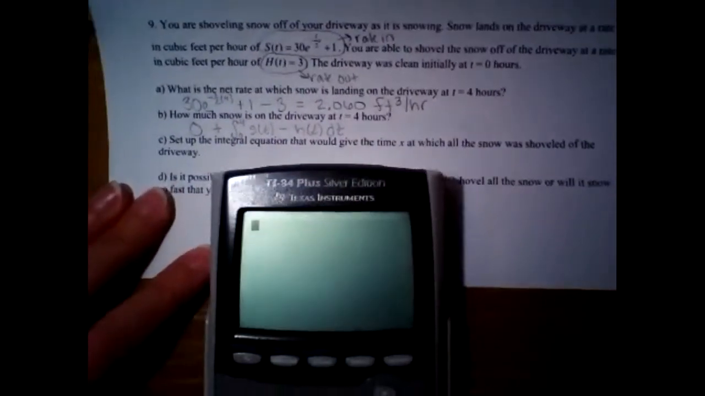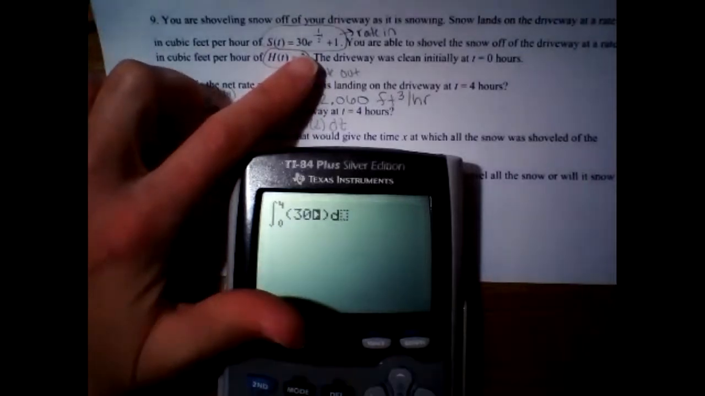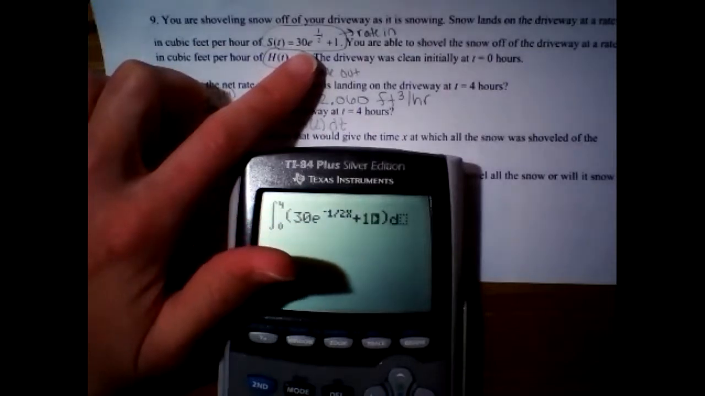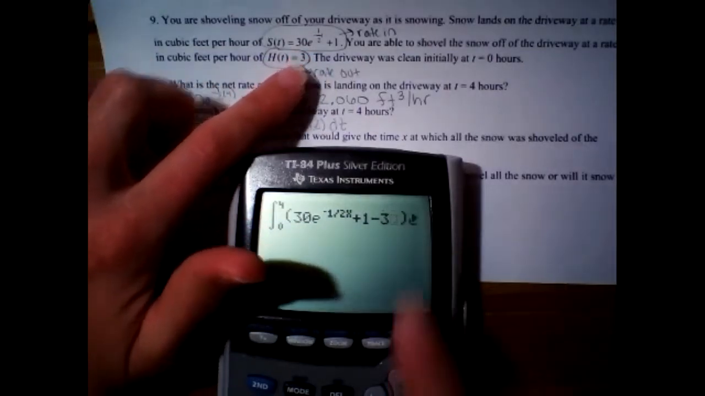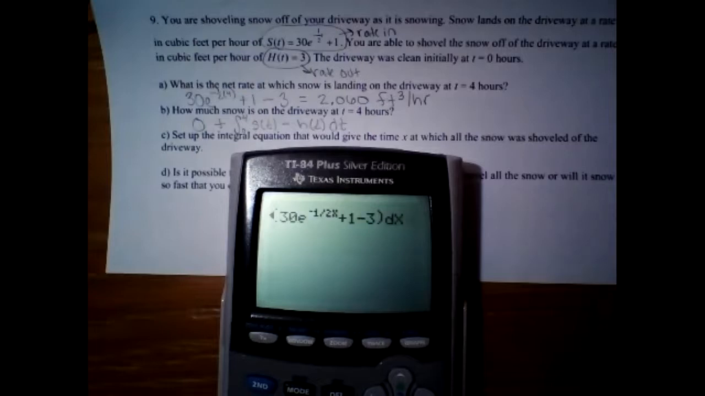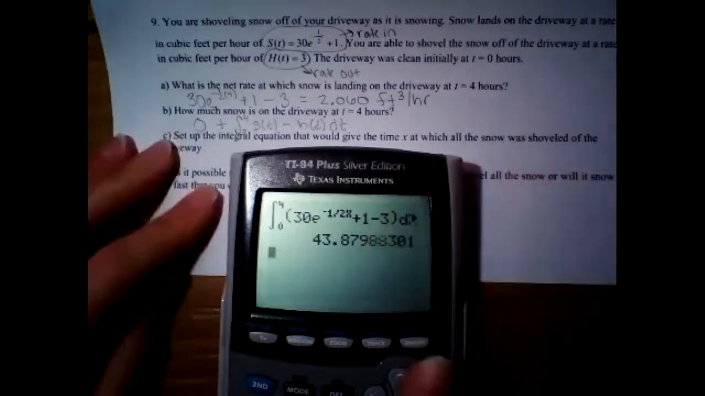All right, now I'm not going to type the 0 plus because that's just nothing. But integral from 0 to 4, and then S of t is this equation right here. So 30 e to the -1/2 x plus 1. So that's rate in, 30 e to the -1/2 x plus 1, and then minus 3. Again, you could just put -2. I like to keep them separate though, so you realize it's rate in minus rate out. If you start to mesh them together, I feel like it confuses what's actually happening. So that's why I wrote it separate. So rate in minus rate out, dx, enter, and then this is your answer. Again, 3 decimal points. So it's going to be 43.879.